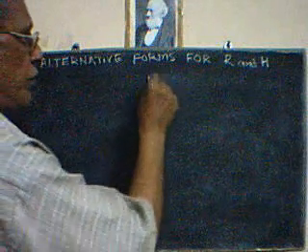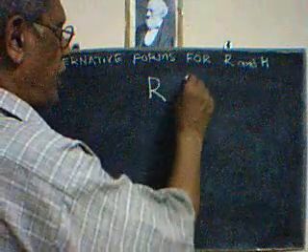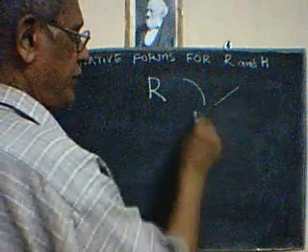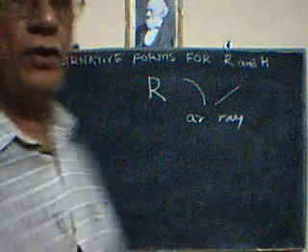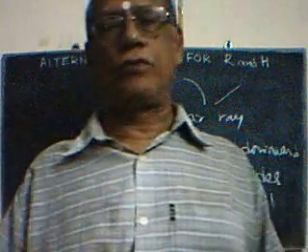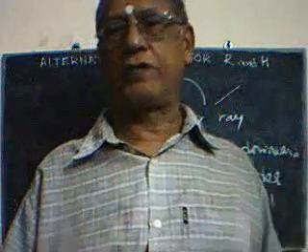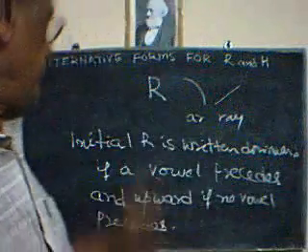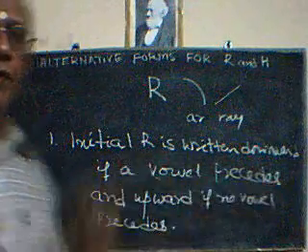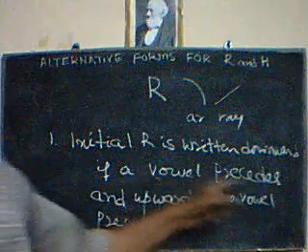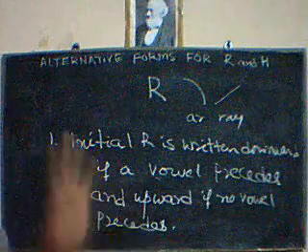The consonant sound R is provided with two forms, R and Re. This is R and this is Re. Now there are rules for writing which form should be used when in forming the outlines for words. The first rule is: initial R is written downward if a vowel precedes, and upward if no vowel precedes.